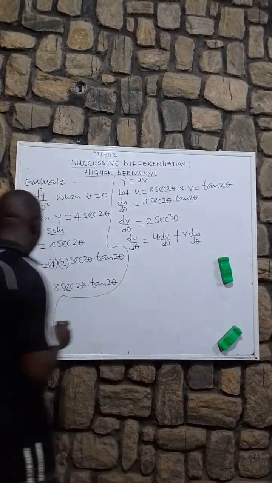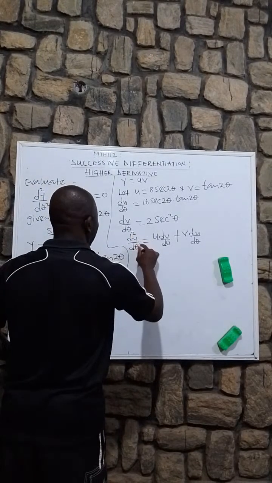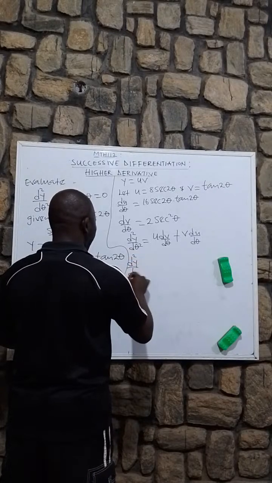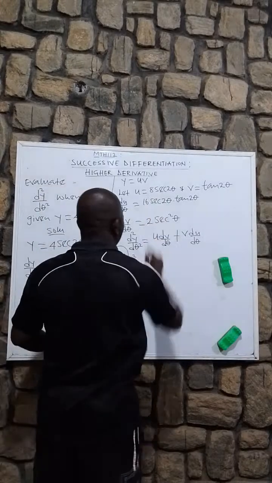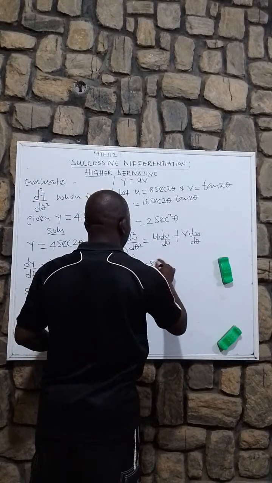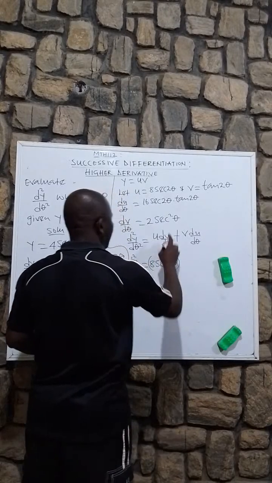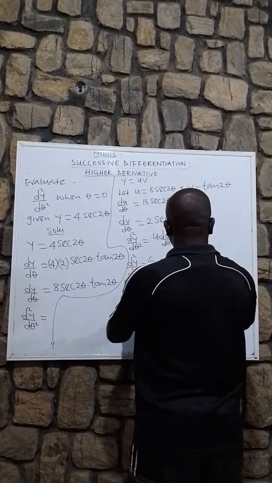So far so good. It means we are talking about d square y, yes. Okay, so our d square y over d theta square is equal, what is our ordinary u? Ordinary u is 8 sec 2 theta, right? Then the dv over d theta is 2 sec square 2 theta.